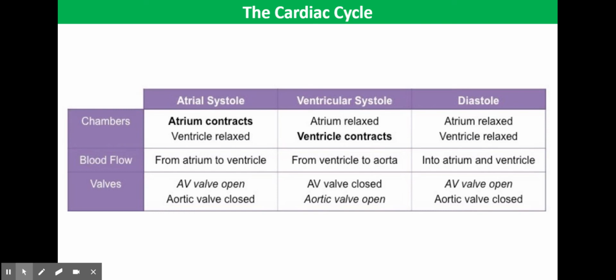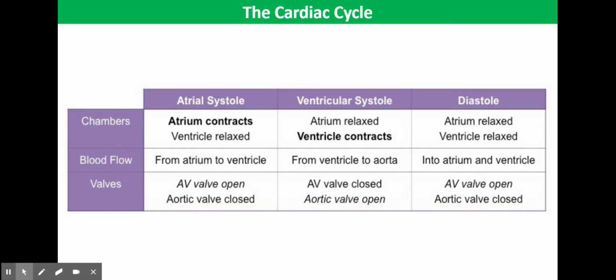Then during atrial systole, the atrium contracts, allowing blood to flow from the atrium to the ventricle. That will mean that the atrioventricular valve opens, but the aortic valve or the semilunar valves will still be closed.